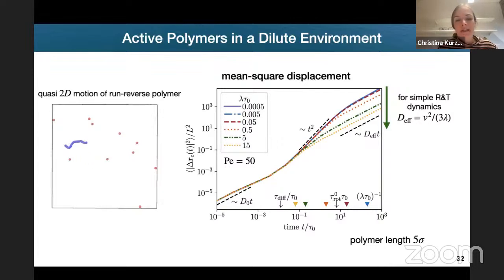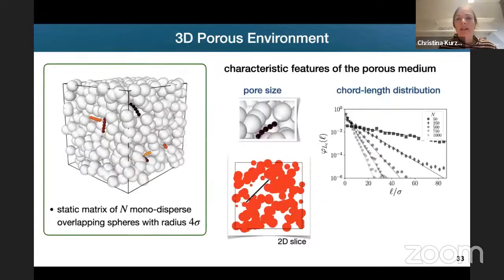Okay, so now that's the free case scenario. So now how do we model the porous medium? The porous medium is essentially just a static matrix of monodisperse overlapping spheres, and they are a bit larger in size than the active agents, which was inspired by the experimental setup. Now there are a few quantities that you can look at if you want to characterize this porous medium. Well, one would be the pore size itself. That's shown here, the width, and you can measure it.